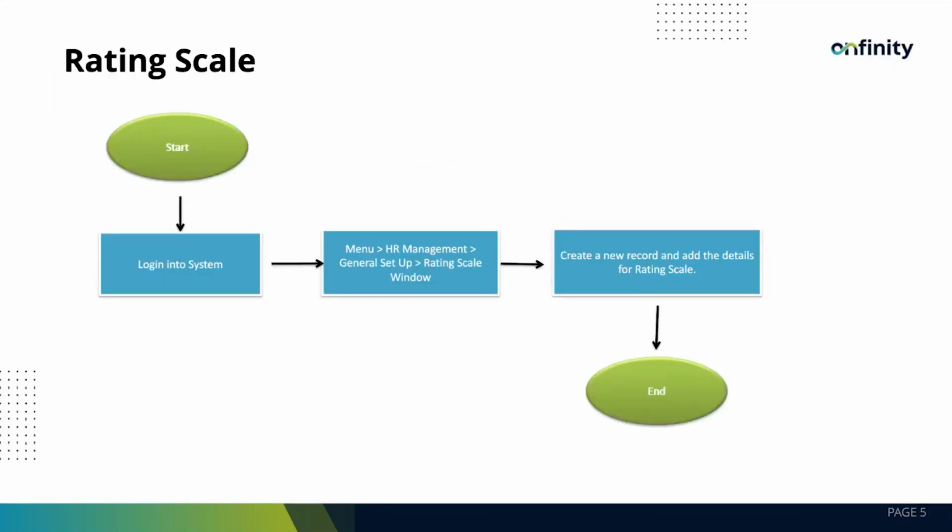To configure the rating scale in Onfinity, you will log into the Onfinity system as an admin. From the main menu, go to the HR Management folder. Within the HR Management folder, select General Setup, and then open the rating scale window. In the rating scale window, click Create New Record. Enter the necessary details for the rating scale. Once all details are entered, save the record to complete the configuration.